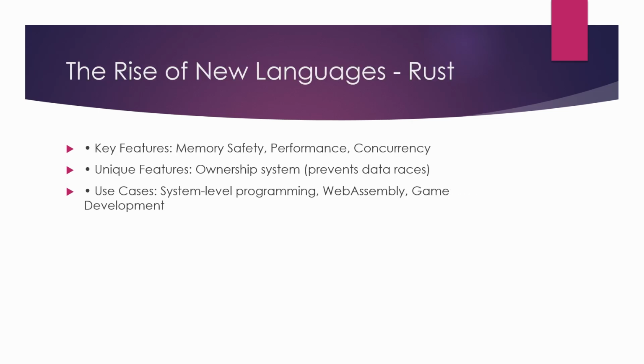Rust, a language designed for system-level programming, is making waves due to its focus on memory safety and performance. Rust's unique ownership system eliminates data races at compile time, offering significant advantages for concurrent programming. It's ideal for use cases like WebAssembly, game development, and low-level system design.